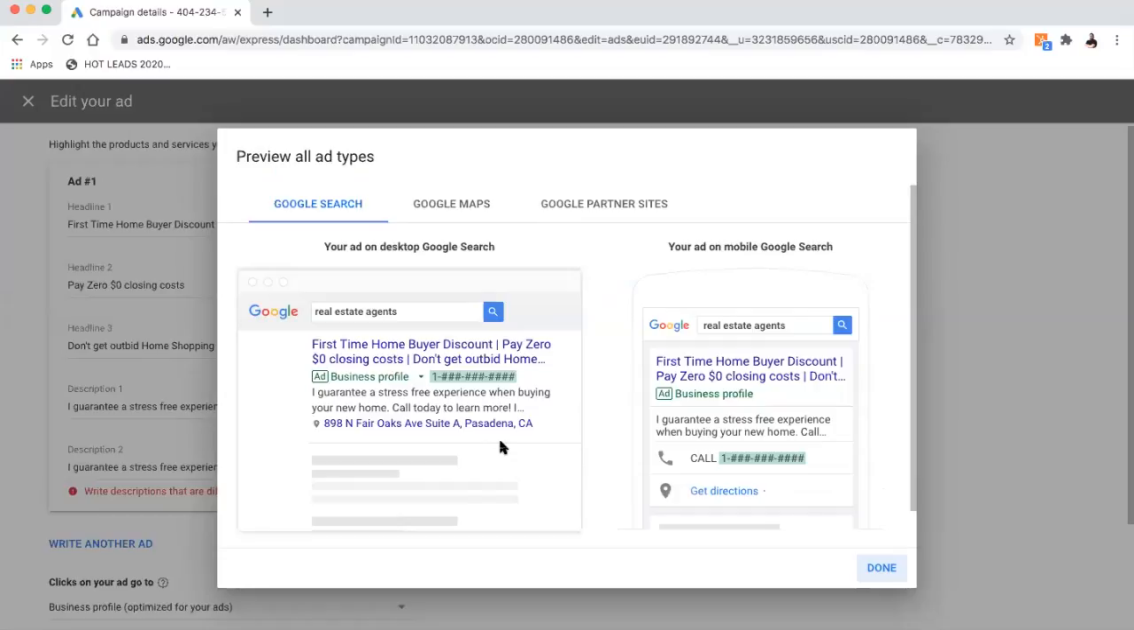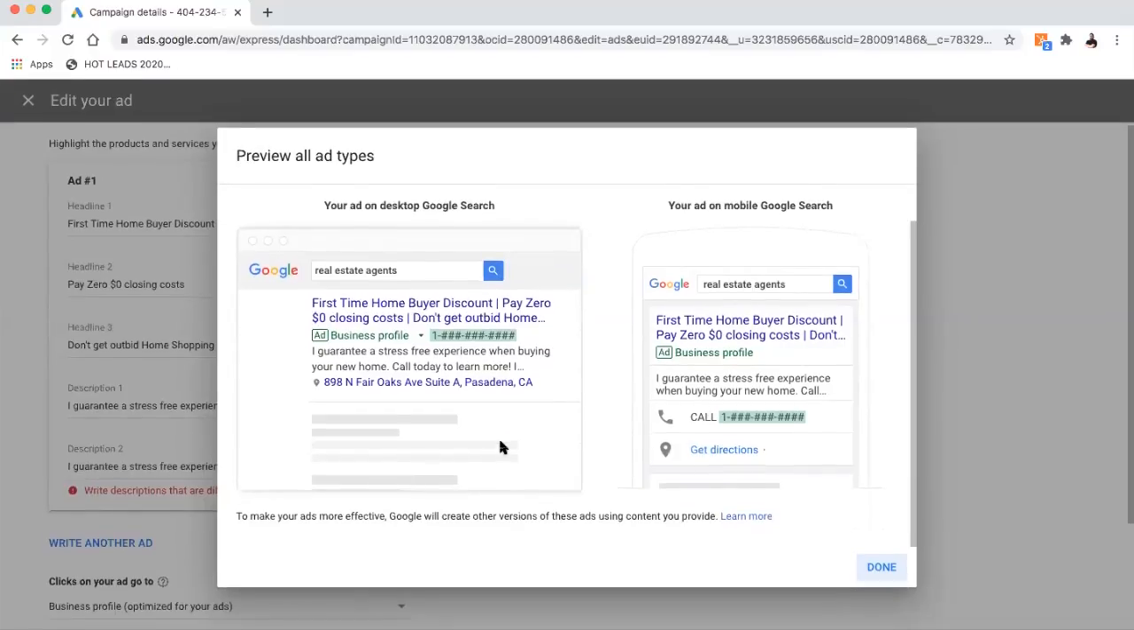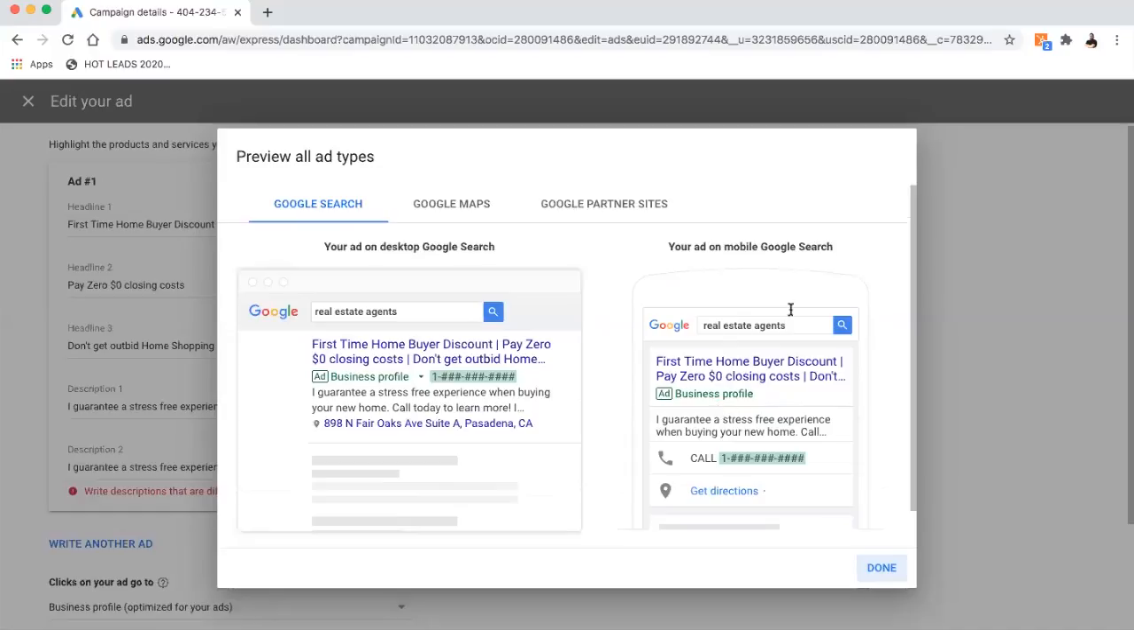So the next window is previewing all ad types, and the first one is a Google search. When someone types in real estate agents, my ad will produce my first-time home buyer discount, pay zero closing costs, don't get outbid. It'll have my business Google profile with my preferred number to call, office address if I provide one, and the description that we just got: I guarantee a stress-free experience when buying your new home. Call today to learn more. It also shows you your ad for mobile.